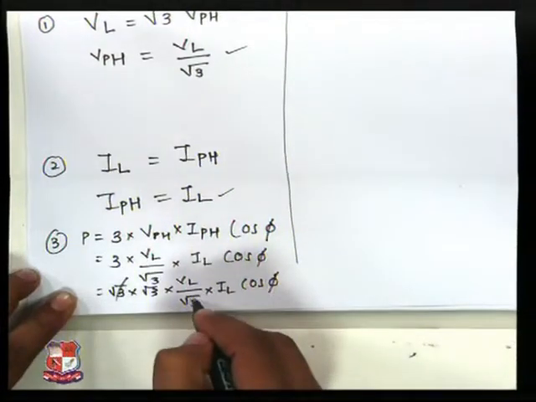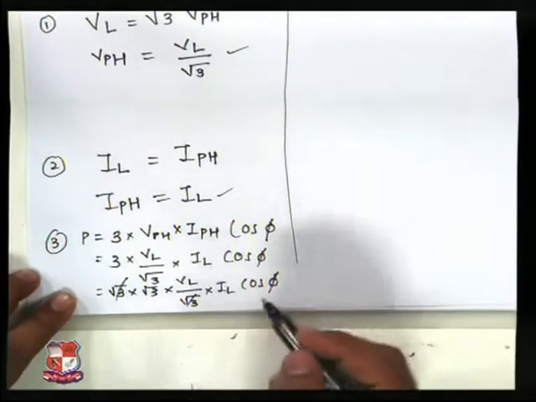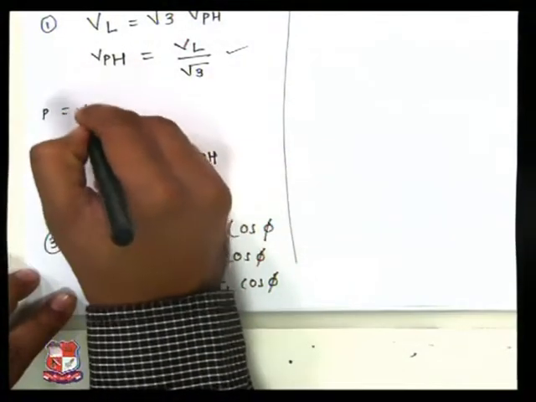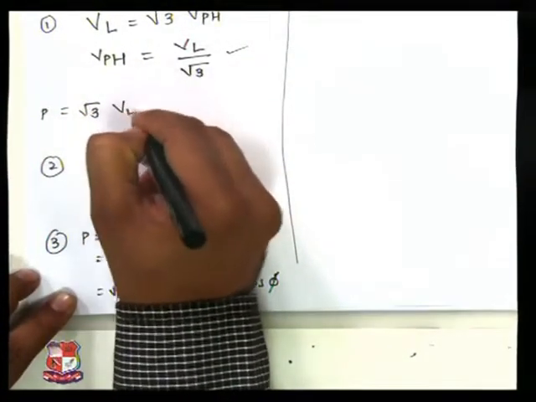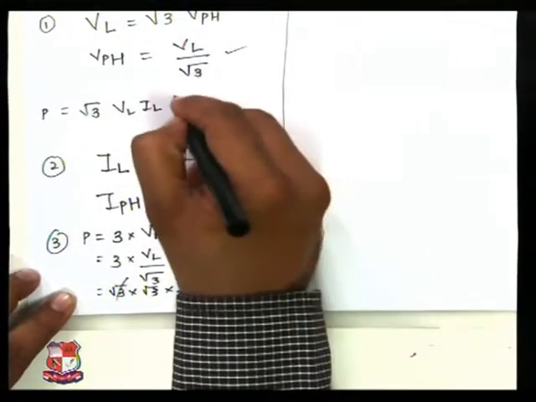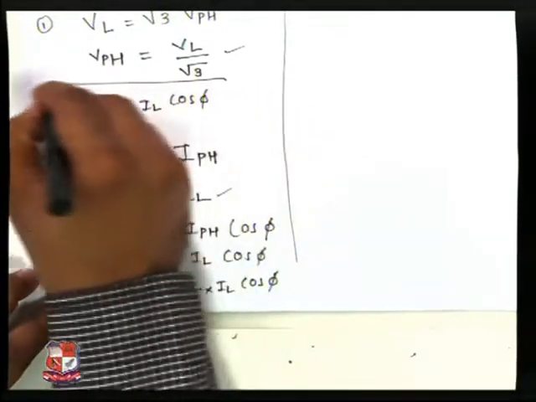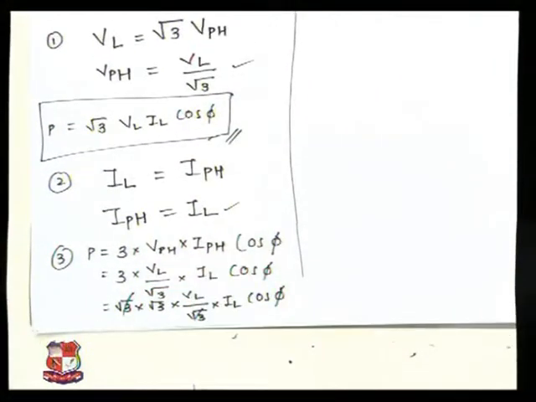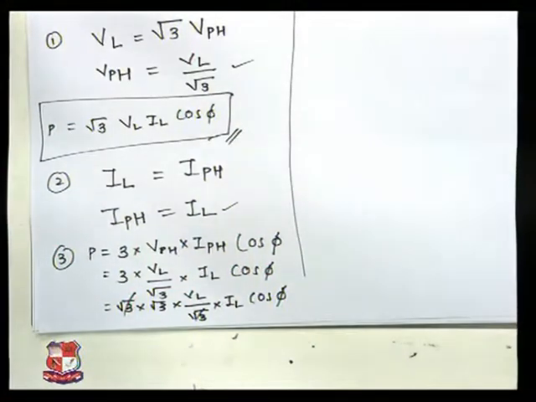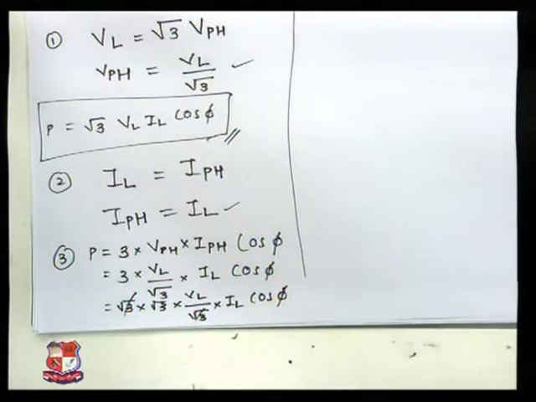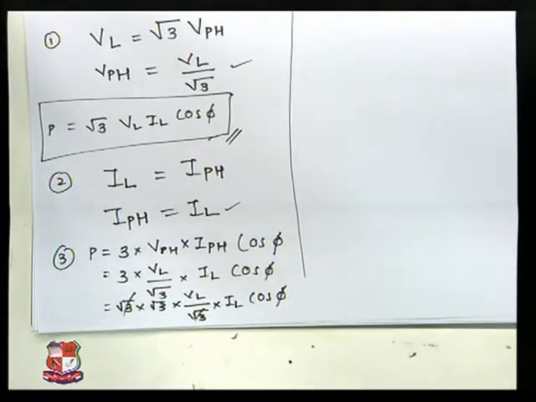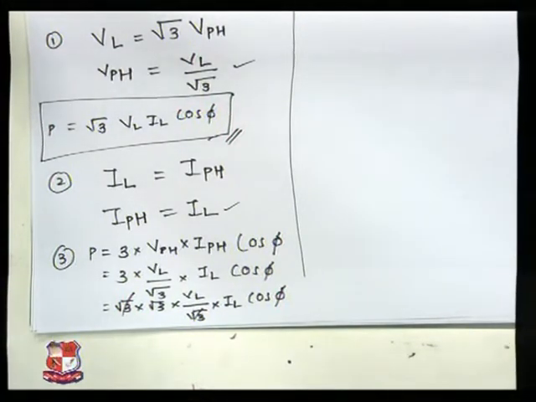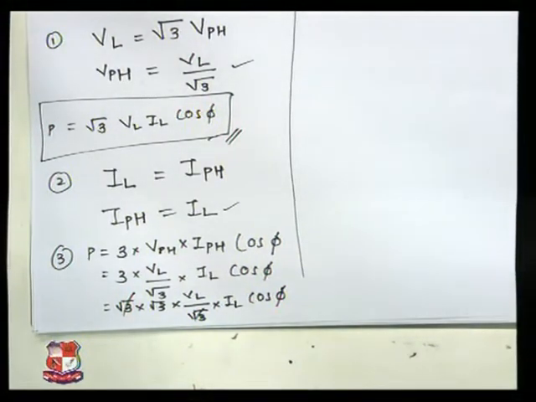So root 3 cancel out. So ultimately our answer is P equals root 3 VL IL cos phi. This is the power consumed by the three-phase circuit in a star connection. Now the equation of the power factor in a star connection.